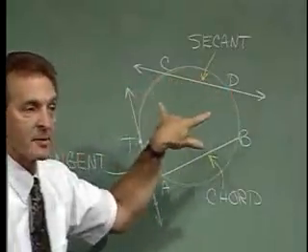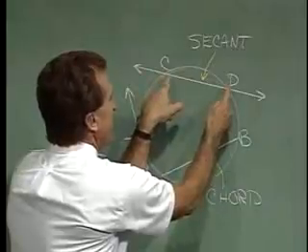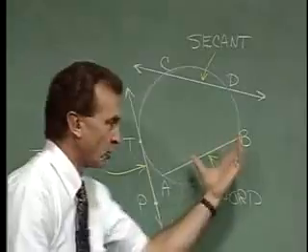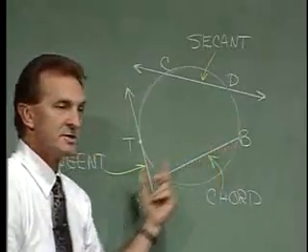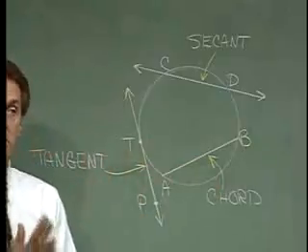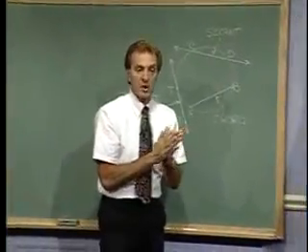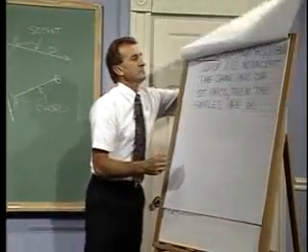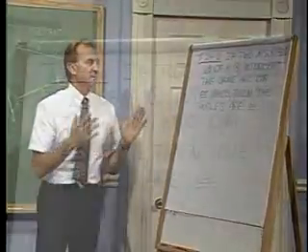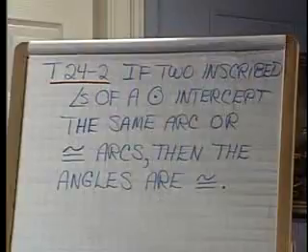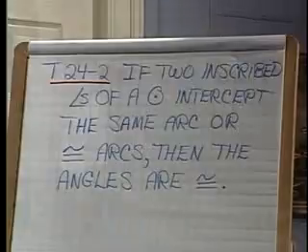Now, a secant segment would be just the portion of the secant line from C to D. That portion would be called a secant segment. And then a chord, you recall, is a line segment whose endpoints are on the circle. So these are going to be very important terms to remember as we talk about some of our new properties and theorems today. All right. If two inscribed angles of a circle intercept the same arc or congruent arcs, then the angles are congruent. Let's go back to our drawing here and see how that would work.